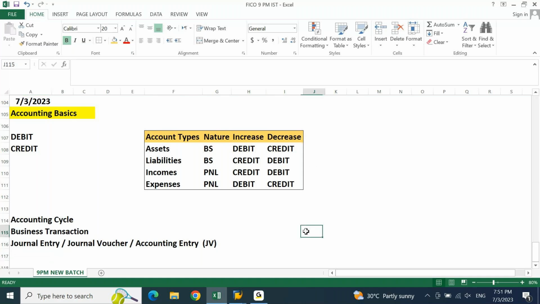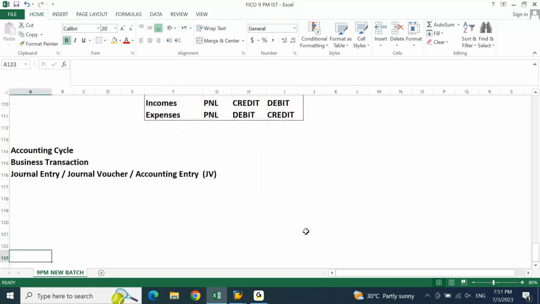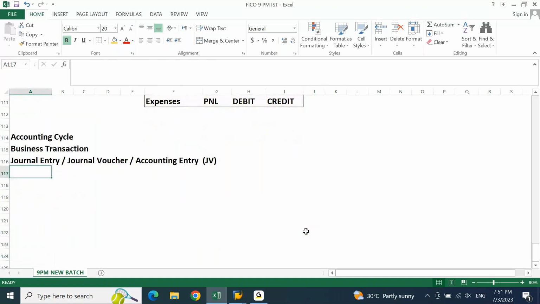Let me write these journal entries. Now, before I write any journal entry, what are your journal entries based on? Based on what are we going to decide what to debit and what to credit? Golden rules. You are going to decide based on the golden rules of accounting. When you talk about the golden rules of accounting, there are 3 rules.